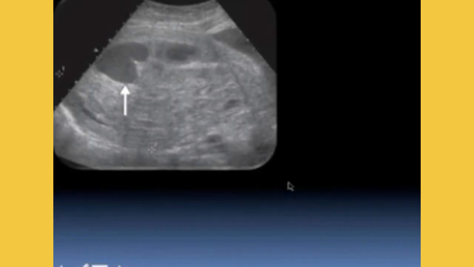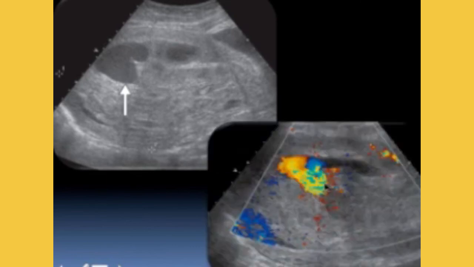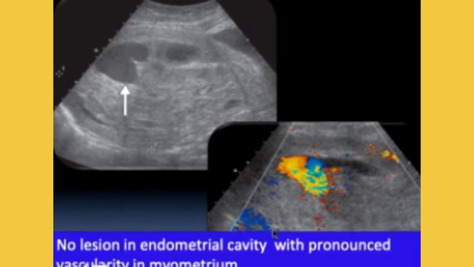So here we are seeing the sub-involution of the uterus, where we are seeing a large cystic area in the myometrium and the endometrial cavity is empty, and when we put the color Doppler, we are seeing the vessels in the myometrium and there is no vascularity in the endometrium. So the hallmark is that there is no lesion in the endometrial cavity, with pronounced vascularity in the myometrium.